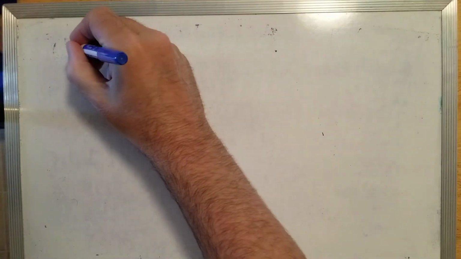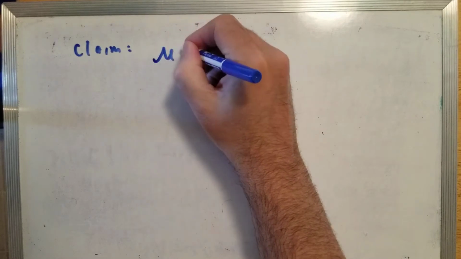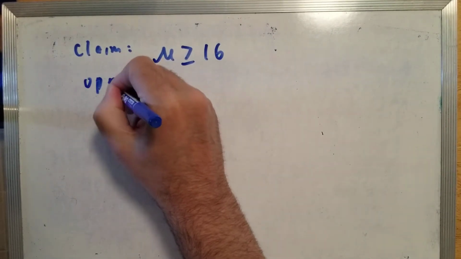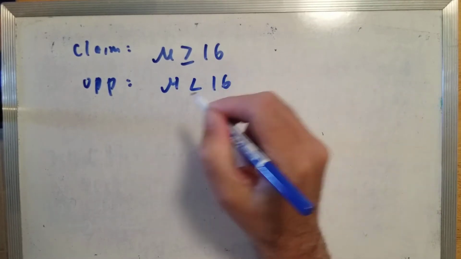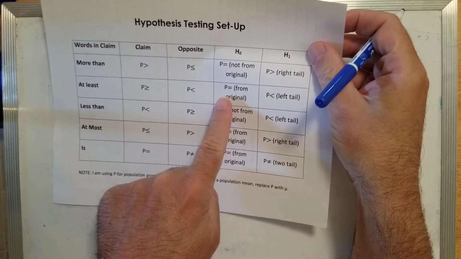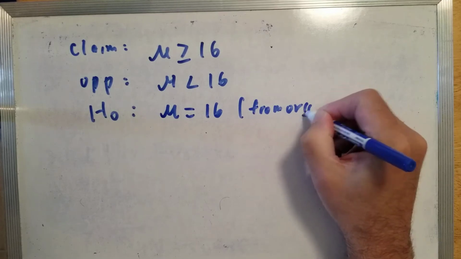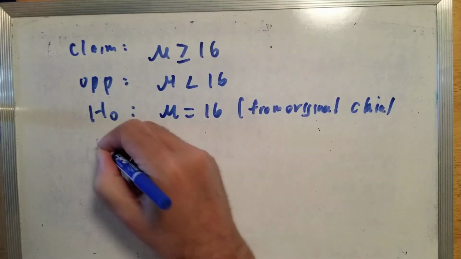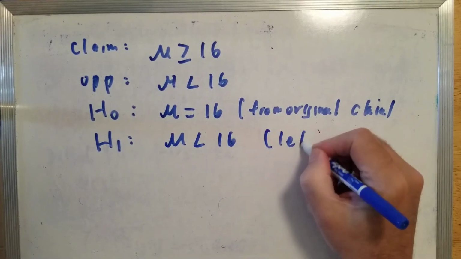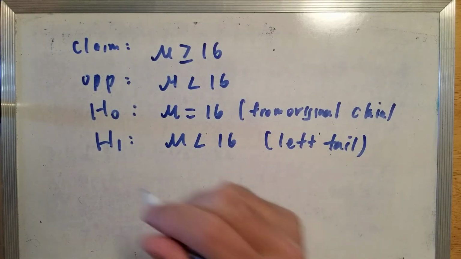So the claim, at least, is that mu instead of p is greater than or equal to 16. Reading across the chart, the opposite of this claim is that mu is less than 16. The null hypothesis is that mu is equal to 16, and this is from the original claim. The alternate hypothesis, H1, is mu is less than 16, because the arrow is pointing to the left. It's a left tail test. That's the setup. Now we're going to go on to the calculator.